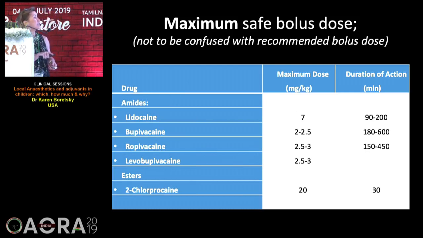7 for lidocaine, 2 to 2.5 for bupivacaine. Because of the more favorable cardiac toxicity profile with ropivacaine, the maximum dose is higher, actually 2.5 to 3 milligrams per kilo. Levobupivacaine is available in Europe and again has the same safety profile as ropivacaine. And for the esters, although the manufacturer recommends 11 milligrams per kilo, the literature really supports 20 milligrams per kilo as a bolus dose in this age group.